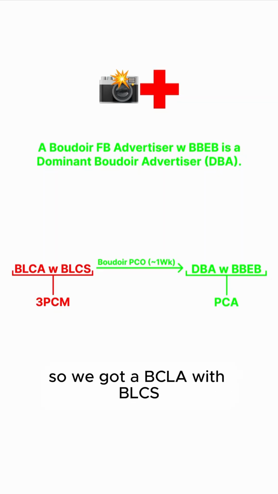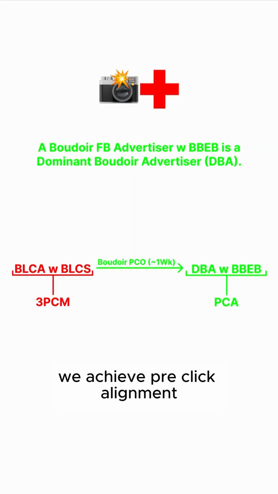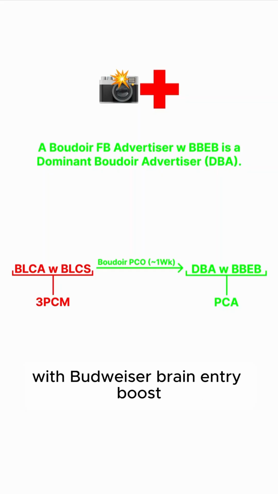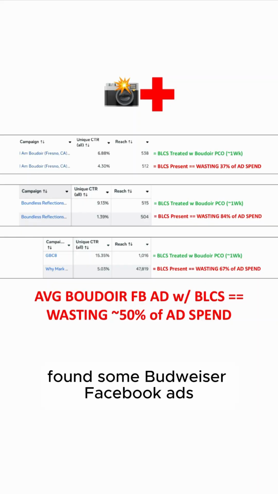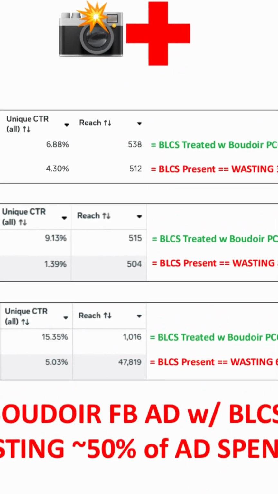So we've got a BLCA with BLCS, caused by the 3 pre-click mistakes. We treat it with Boudoir Pico, which takes about a week. We achieve pre-click alignment, and we become a dominant Boudoir advertiser with Boudoir brain entry boost. That's the universe. So in my residency, I went in, found some Boudoir Facebook ads, brought them back to the hospital, tested them, and patched them up.